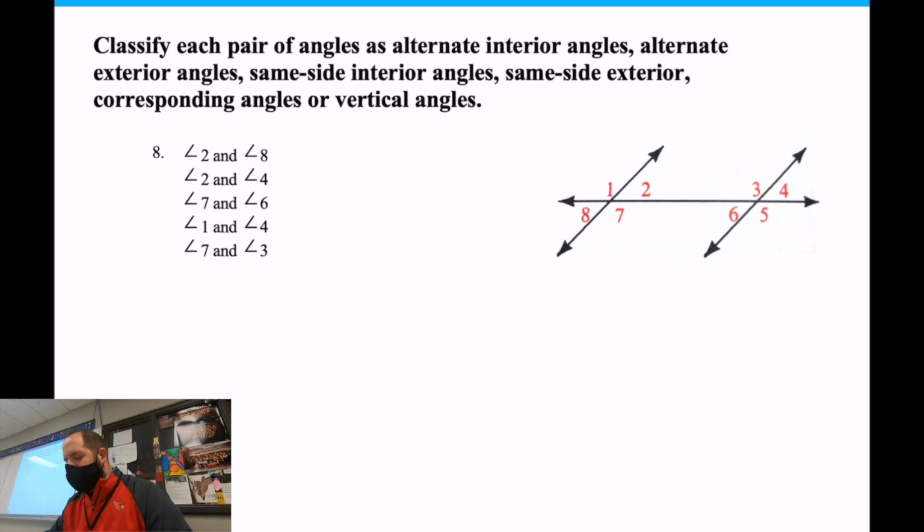Okay? You have to name specifically what the pair of angles are. So on number 8, you're going to have 5 answers written down, 1 for each pair. I do not care if you repeat an answer more than once. You may use a word from the word bank at the top, but you have to name it.